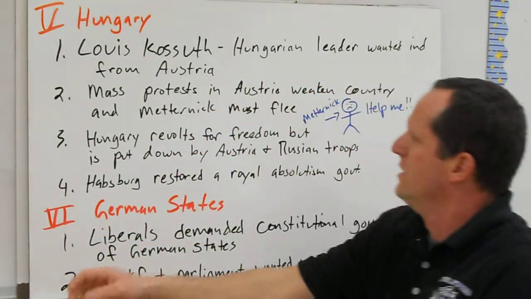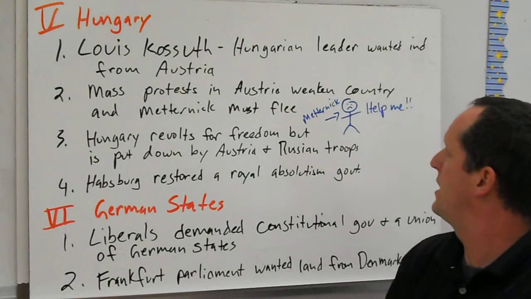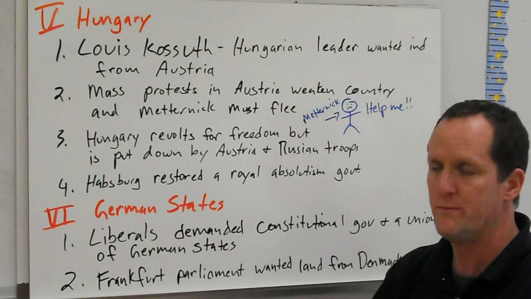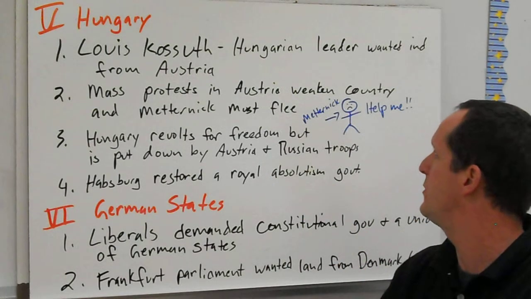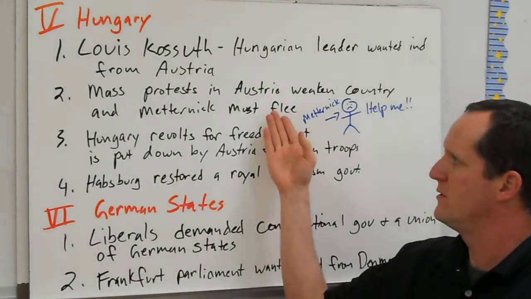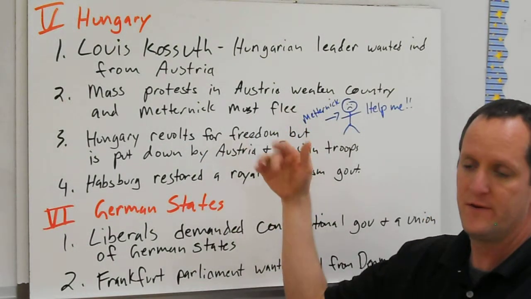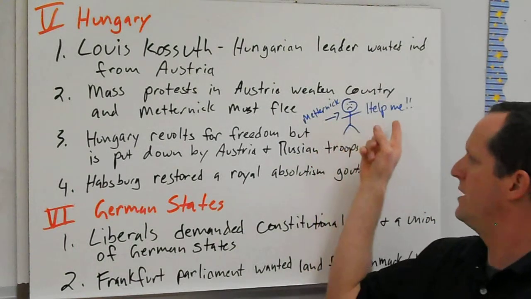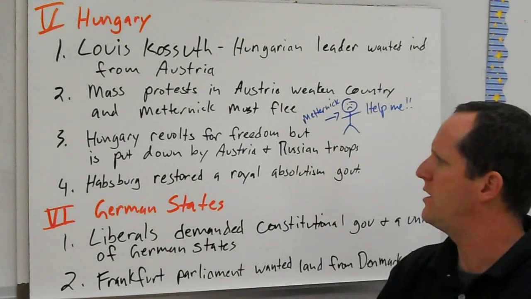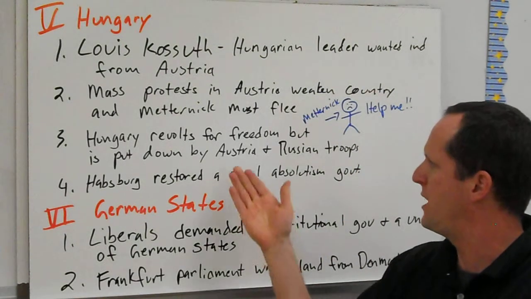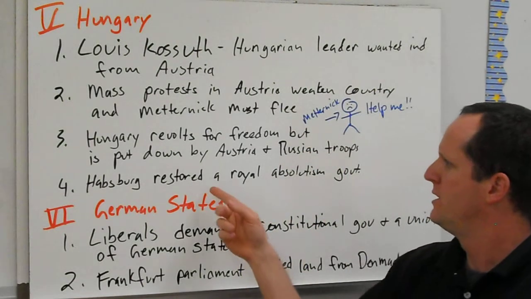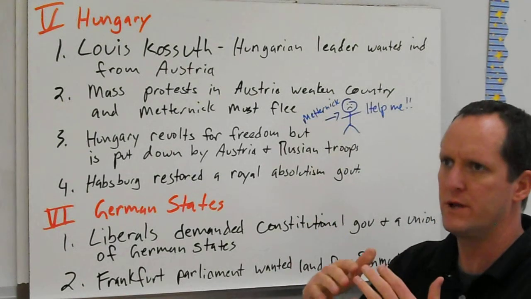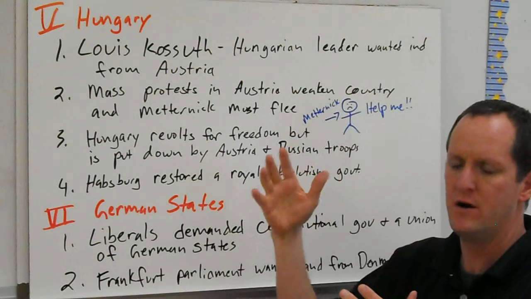Okay, Hungary. Louis Kossuth, the Hungarian leader, wanted independence from Austria. So remember, Austria controlled quite a bit of this area. Mass protests in Austria weakened the country, and Metternich must flee. So when the conservative government started to feel the pressure, Metternich, you can see here, had to run for it. Hungary revolts for freedom, but is put down by Austrian and Prussian troops. The Habsburgs restored the royal absolutist government.